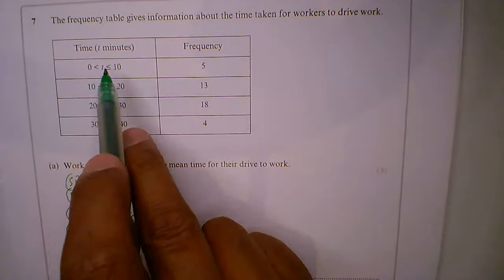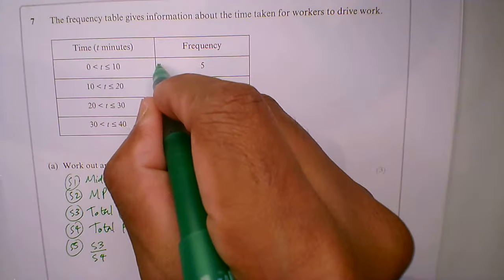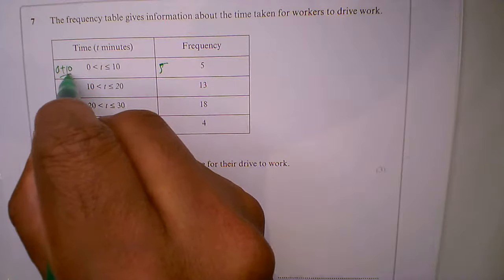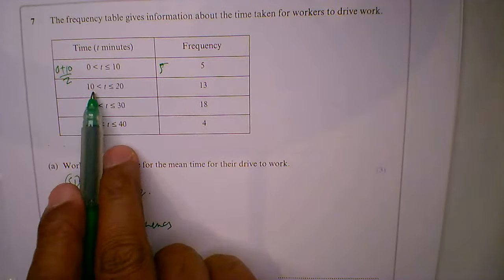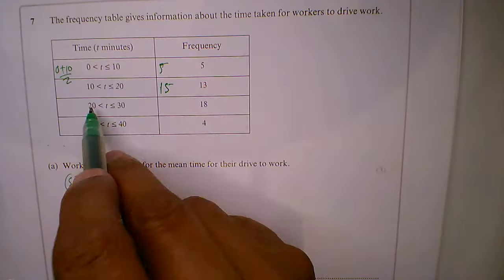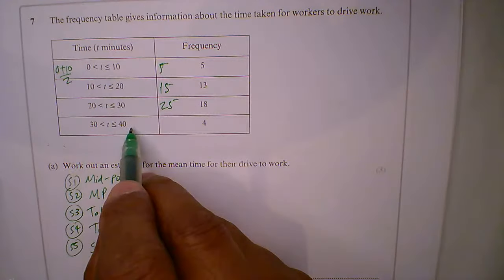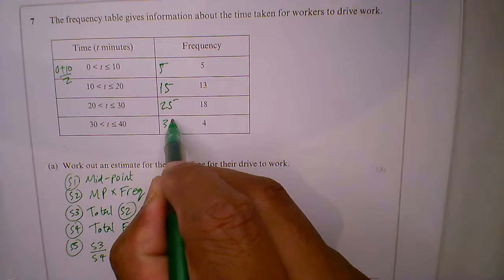So what's in the middle of 0 and 10 is 5. Now you can do 0 plus 10 divided by 2. So that's how you can do it, or you can just do it by looking. 10 plus 20 is 30 divided by 2 is 15. 20 plus 30 is 50 divided by 2 is 25. 30 plus 40 is 70 divided by 2 is 35.